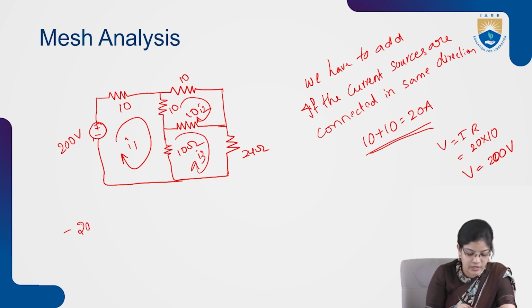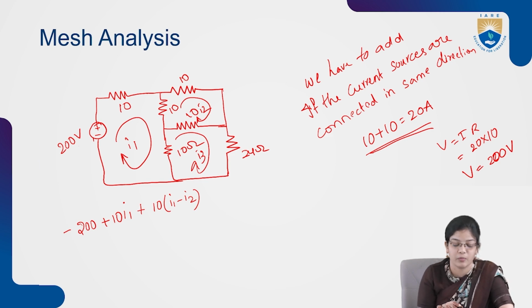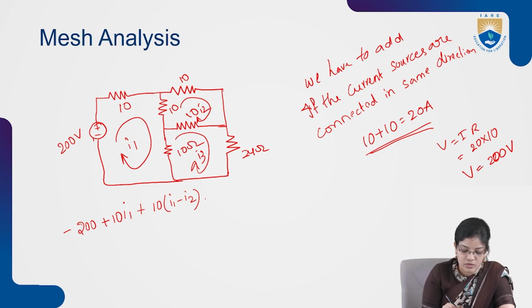For that we have to take it as minus 200 plus 10 I1, and then the 10 ohms are connected in between I2 and I1. As we are considering the first mesh, we have to take it as 10 of I1 minus I2, and moving to the next element, the 10 ohms resistance is connected in between I3 and I1. So we have to take it as 10 of I1 minus I3 equals 0. So which forms equation 1.